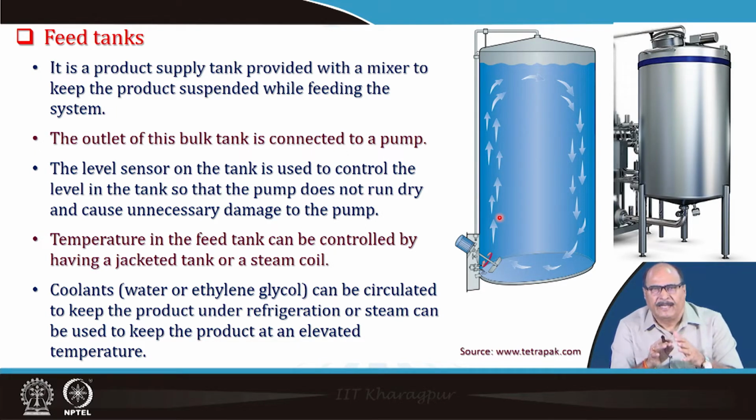Temperature in the feed tank can be controlled by having a jacketed tank or a steam coil. Coolant, that is water or ethylene glycol, can be circulated to keep the product under refrigeration, or steam can be used to keep the product at an elevated temperature as the case may be.